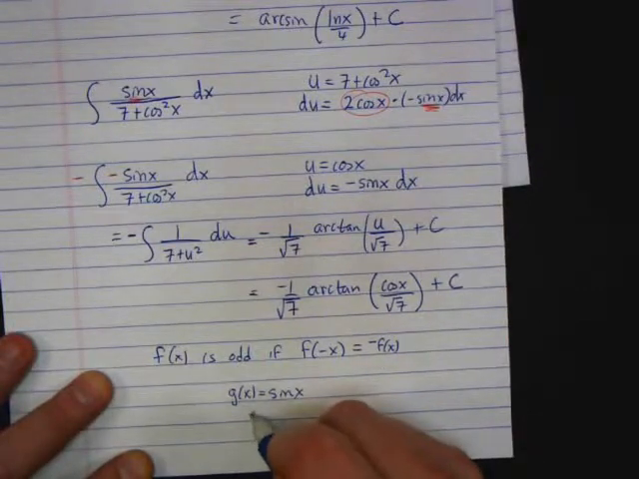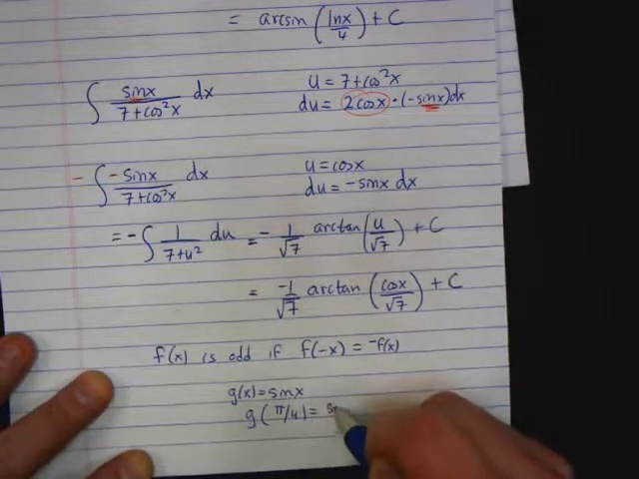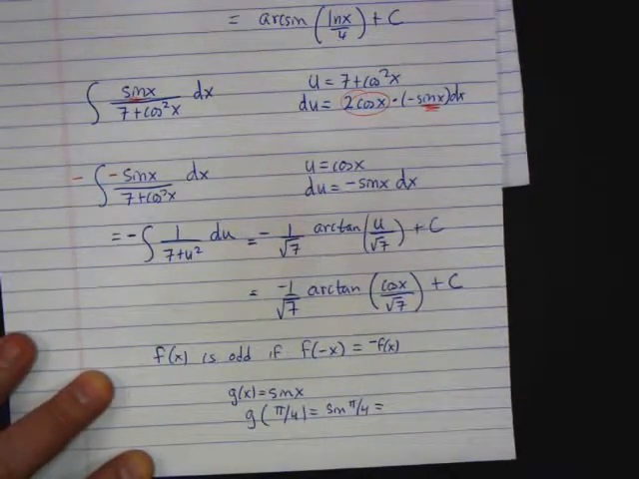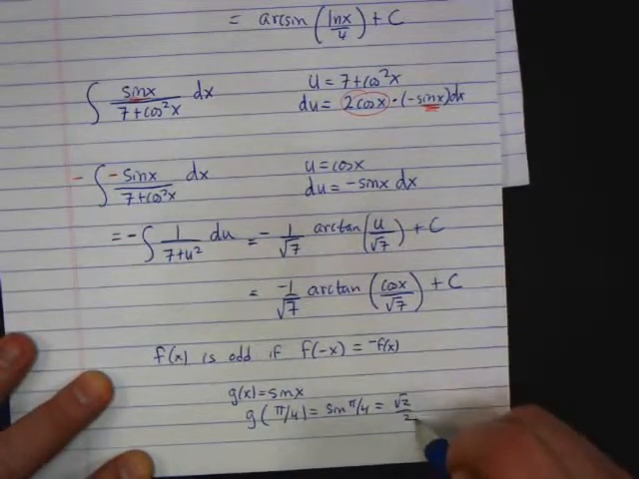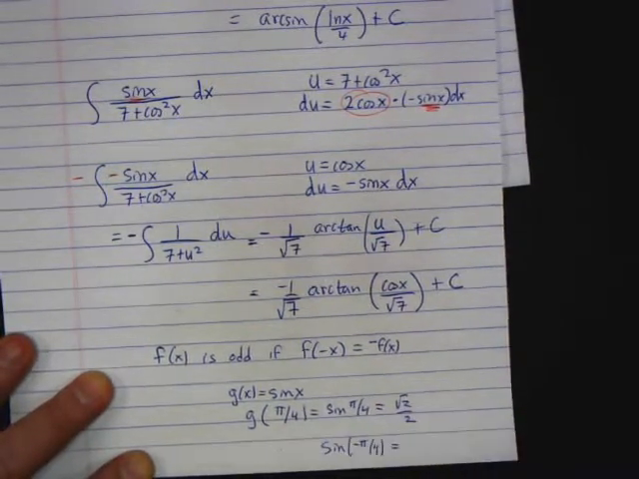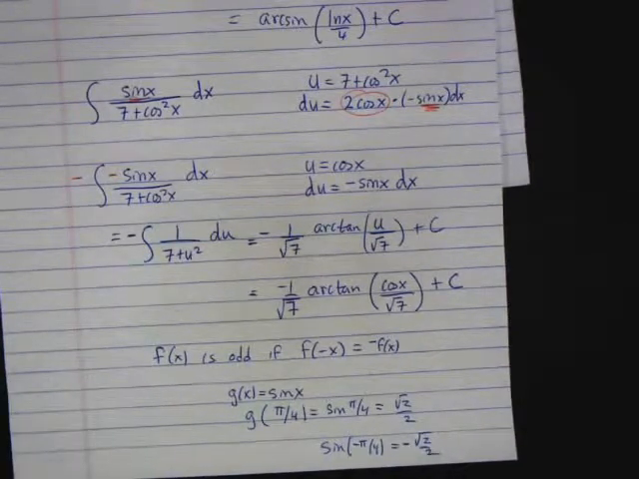Because if I take, for example, the sine of pi over 4, what's the sine of pi over 4? Square root of 2 over 2. And then if I do the sine of negative pi over 4, I get the same answer except it has a negative. So that's negative square root of 2 over 2. So sine is an odd function. It turns out tangent is also an odd function, and therefore arctangent is an odd function.